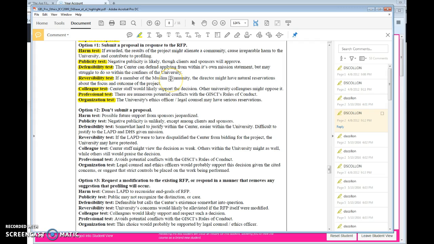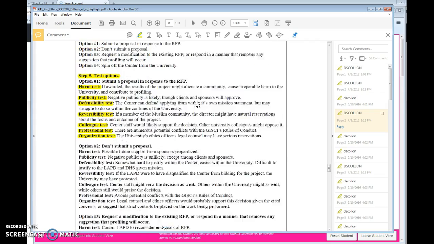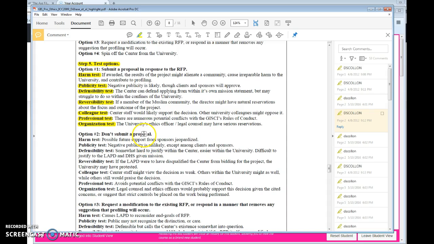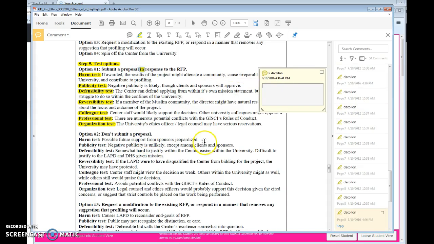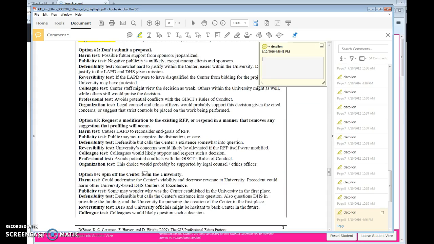Reversibility. If a member of the Muslim community, the director might have natural reservations about the focus of the project. Colleague test. How will others at the university view this? Professional test. There are conflicts with the GISP. Organization test. Ethics. The university's ethics officer may have serious reservations based on what's happening in the organization. And so they go through and they test these things for options, either submitting the proposal, testing for not submitting, testing for modifying the request for proposal, and so forth.